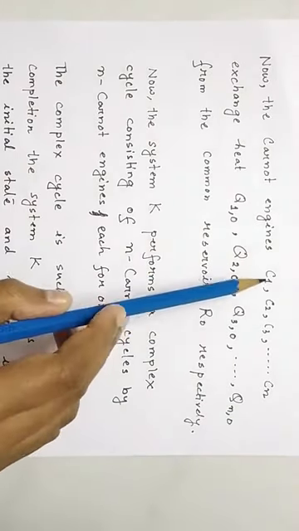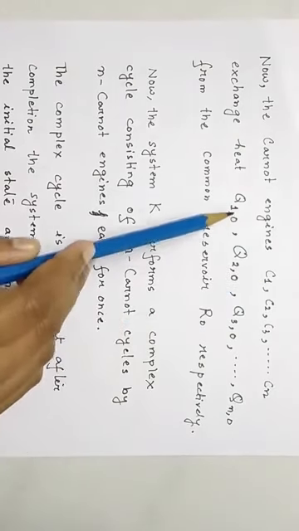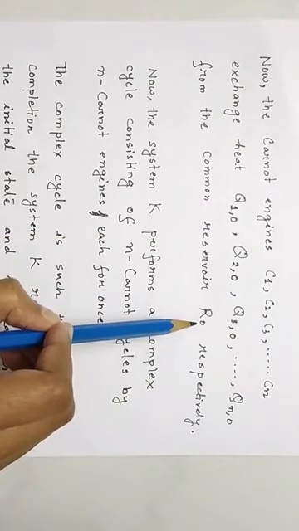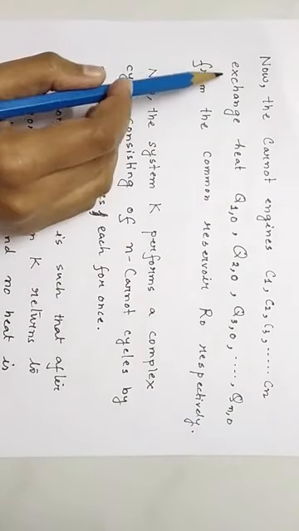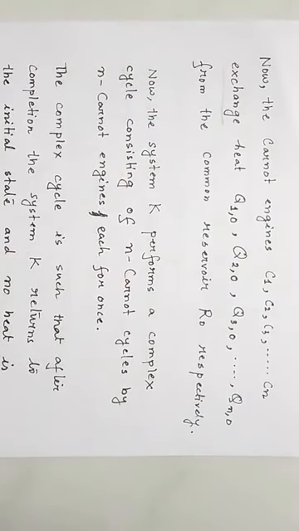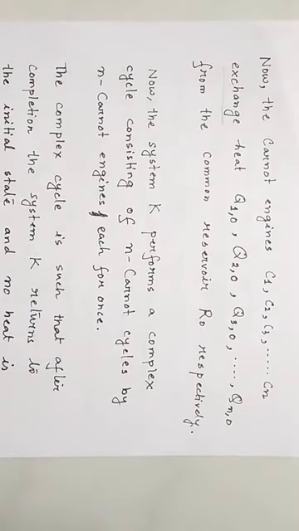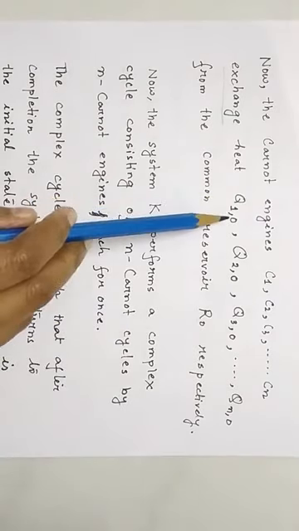Let's say that the C1 Carnot engine exchanges an amount of heat Q10 with the common reservoir R0. Again you see we are using the term exchange. We are not saying whether this amount of heat is rejected or extracted to this common reservoir R0. We are saying that there is an exchange of heat between the Carnot engine C1 and the common reservoir R0. So let it be Q10.